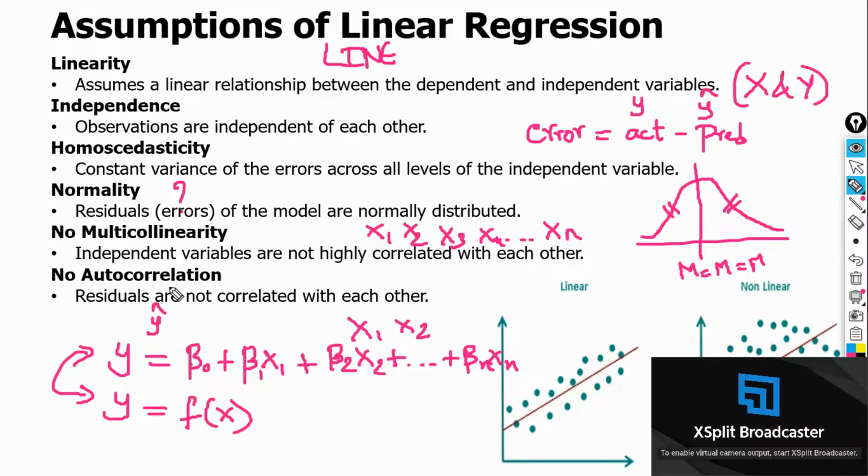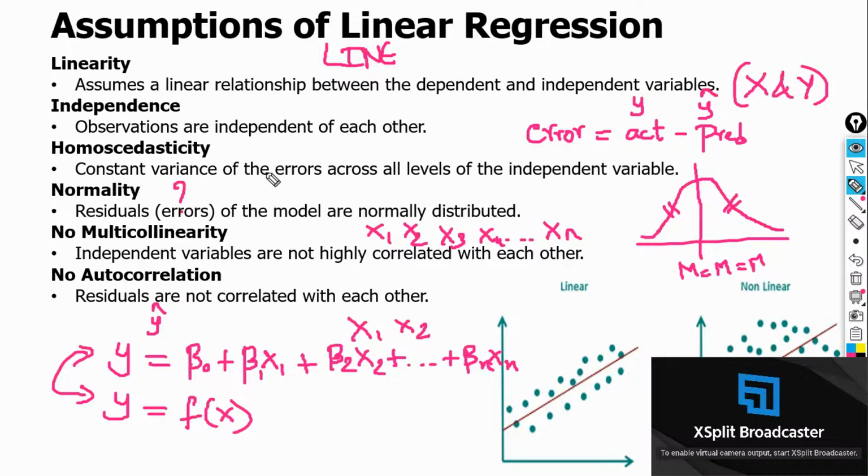Then finally, autocorrelation should not be present. What is autocorrelation? The residuals, the errors that we get, should not have any kind of relation between them. If there is any correlation, we say there is an autocorrelation issue. I hope it's making sense. And finally, the homoscedasticity problem.